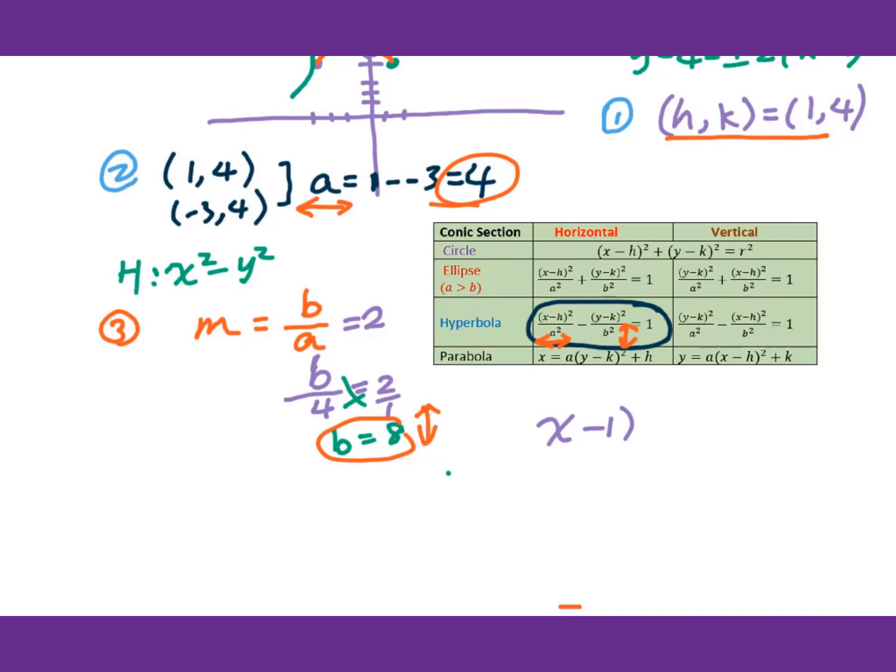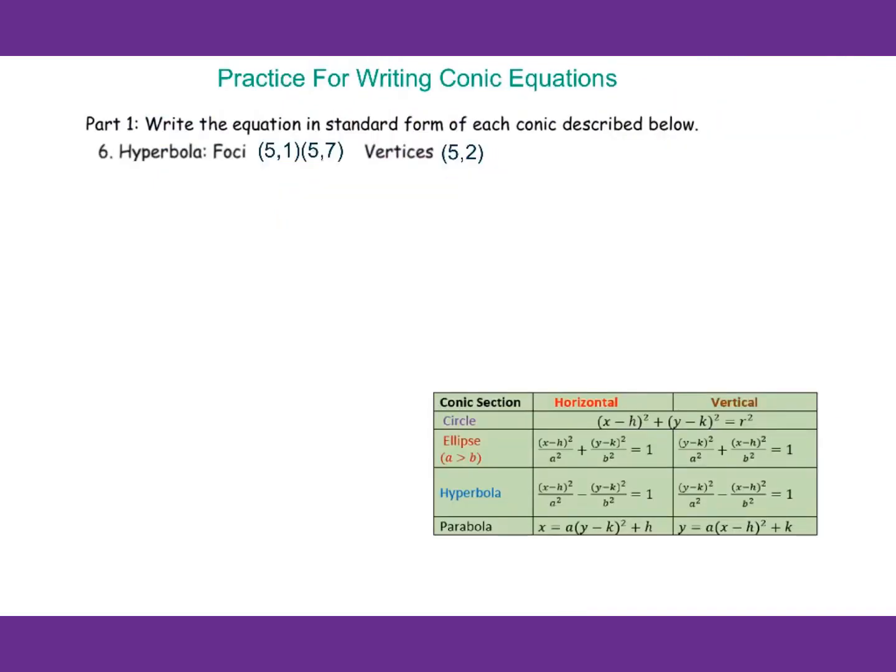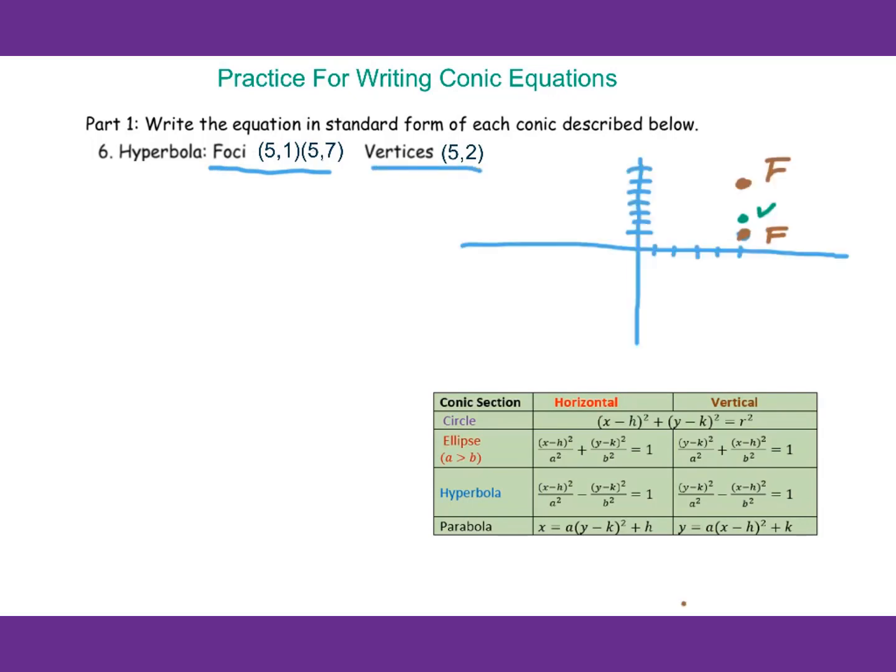(x minus 1) squared over a squared, that's 16, minus (y minus 4) squared over 64 equals 1. For number 6, you are given foci and vertices. You're looking for a hyperbola. First of all, we will plot the foci and vertices on the coordinate plane. Then we decide whether this is horizontal or vertical. It will be a vertical hyperbola.